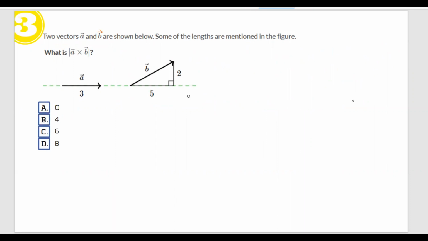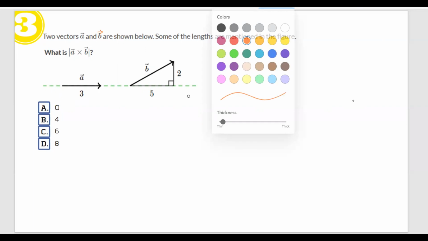This guy forgot the arrow. Vectors A and B are shown below. Some of the lengths are mentioned in the figure. What is A cross B?